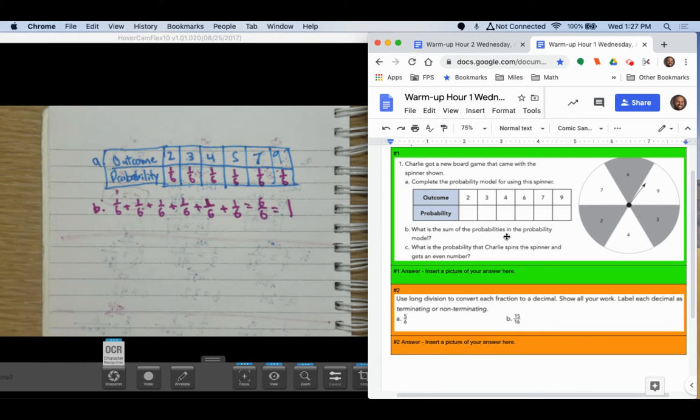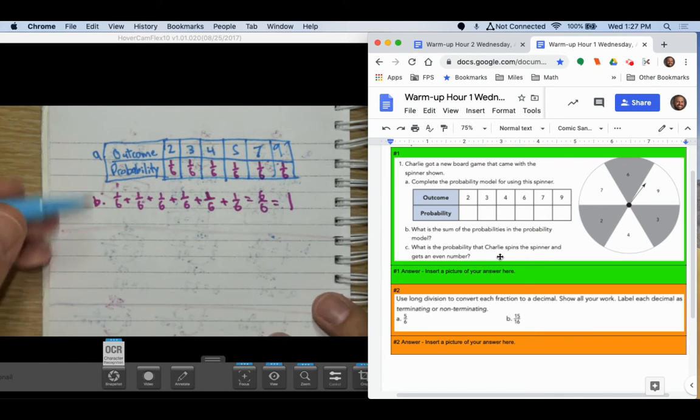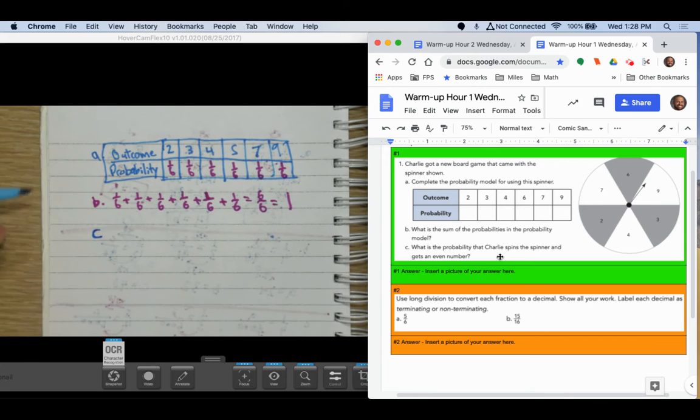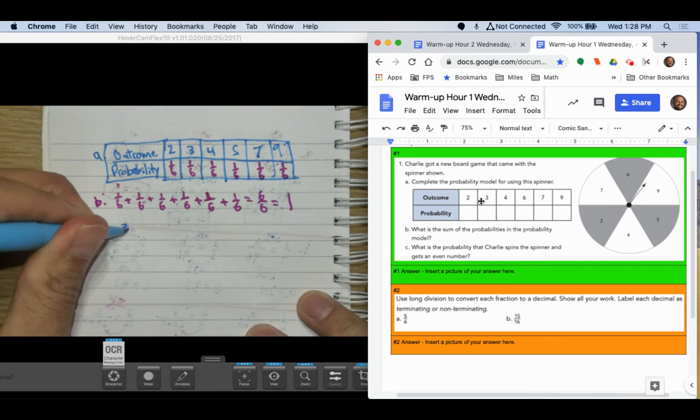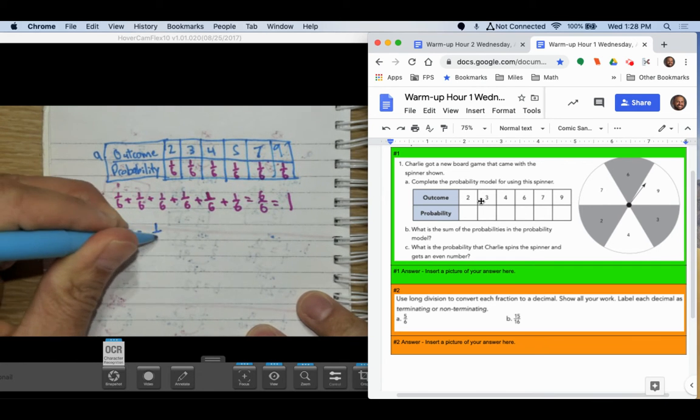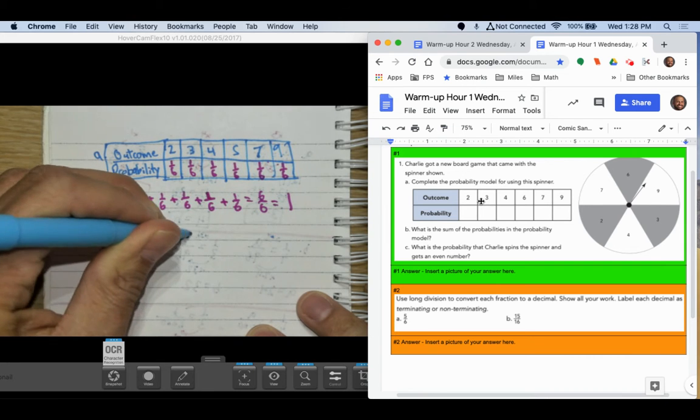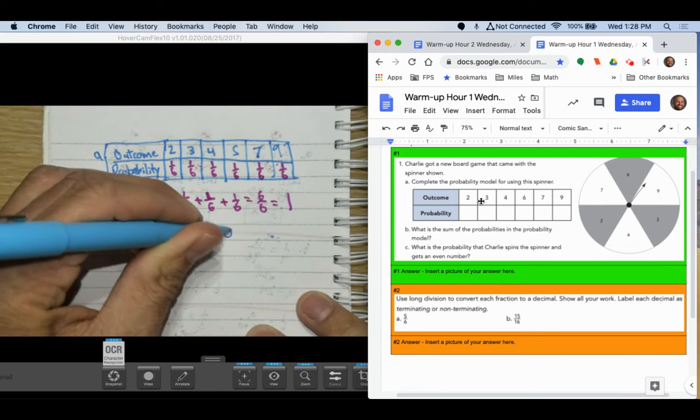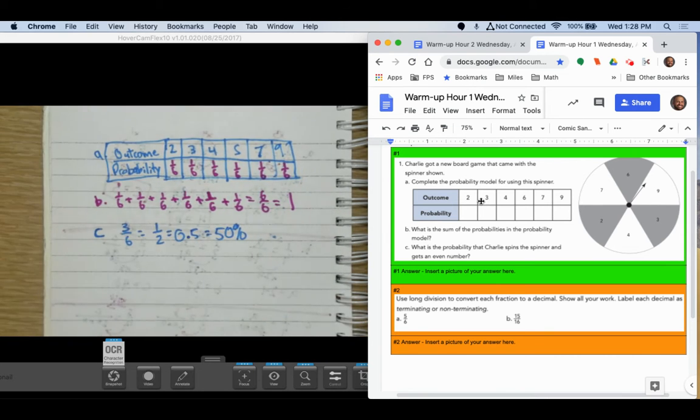Then, what is the probability that Charlie spins the spinner and gets an even number? For C, I have even numbers 2, 4, 6. It'll be 3 out of 6, which is the same as 1 out of 2, which is the same as 0.5, which is the same as 50%. All right, that was number 1.